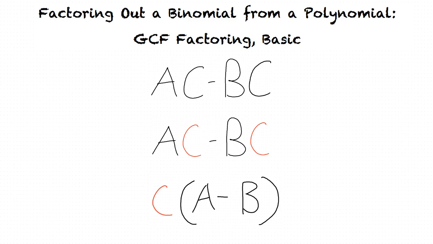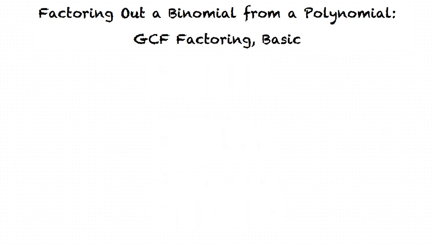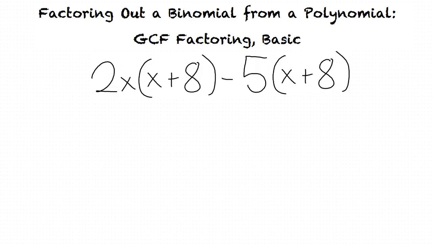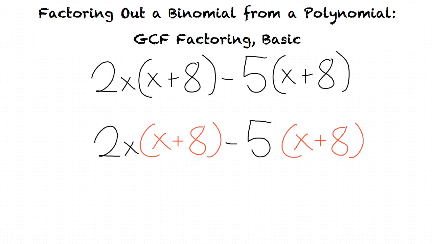I'm starting to understand the concept of the distributive property, but could you do an example from the topic? Of course, let's take a look at our example problem, 2x times x plus 8 minus 5 times x plus 8. In this problem, we will need to factor out a binomial from our polynomial. We can achieve this by using the distributive property, except we substitute x plus 8 for C. We then factor out our greatest common factor, x plus 8.